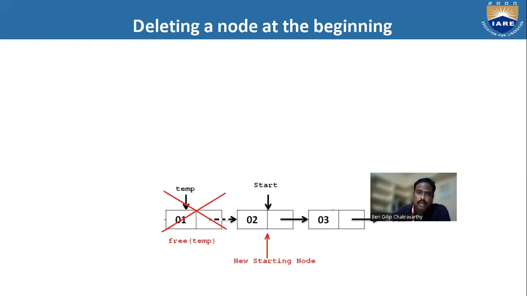Similarly, deleting a node. We have seen only inserting a node up to now. Okay, let's see the simple thing about deleting a node. Here also, as I already told you, there are three ways: deleting a node at beginning, deleting a node at end, and deleting a node at a given position. Okay, see here.